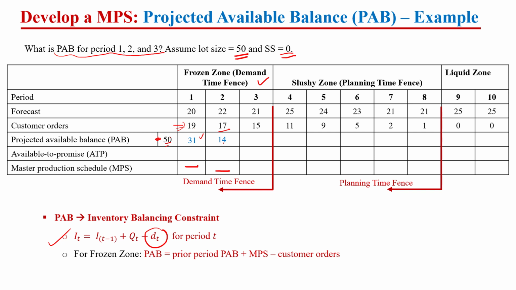Whereas 14 minus 15 is minus 1, which means I cannot meet this demand. So I have to produce here. How much do I have to produce? It is equal to the lot size, which is going to be 50. And then 14 plus 50 is 64, minus 15 is going to be 49. I have the projected available inventory, right?